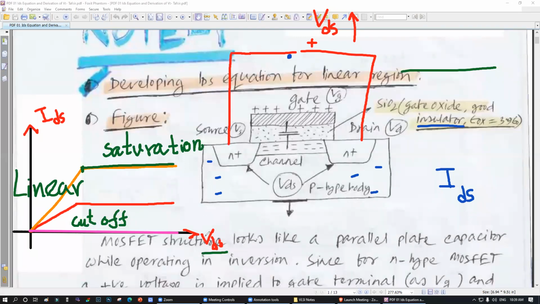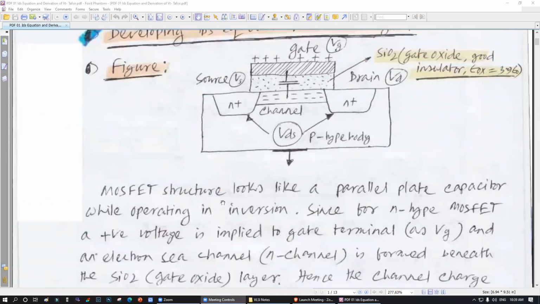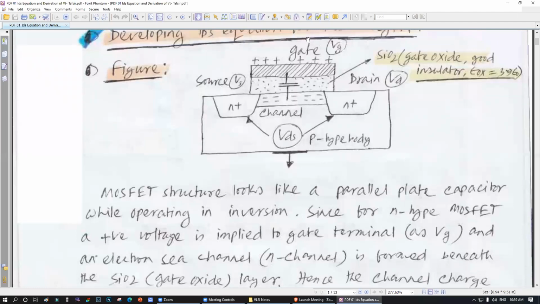We will deal with this later a lot because we have maths for how to draw the graphs. Okay, do not worry. So now we will develop the equation. Now remember, the MOSFET structure looks like a parallel plate capacitor while operating in inversion. Inversion means when I have given the voltage here, that time it is in the inversion region. You can see this is a parallel plate capacitor.